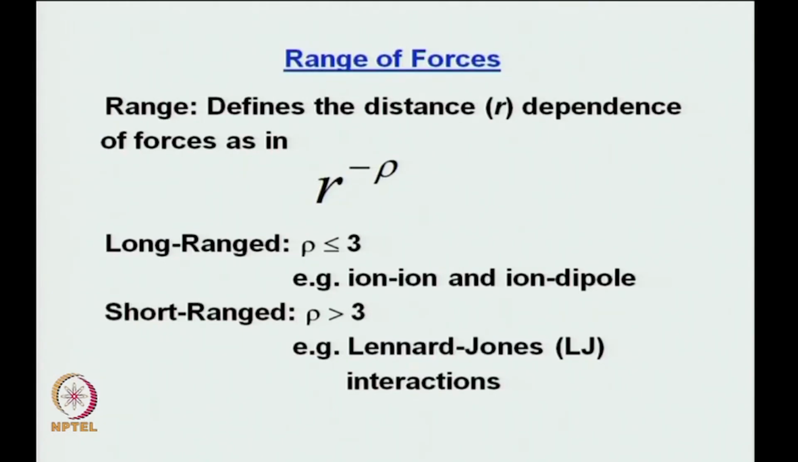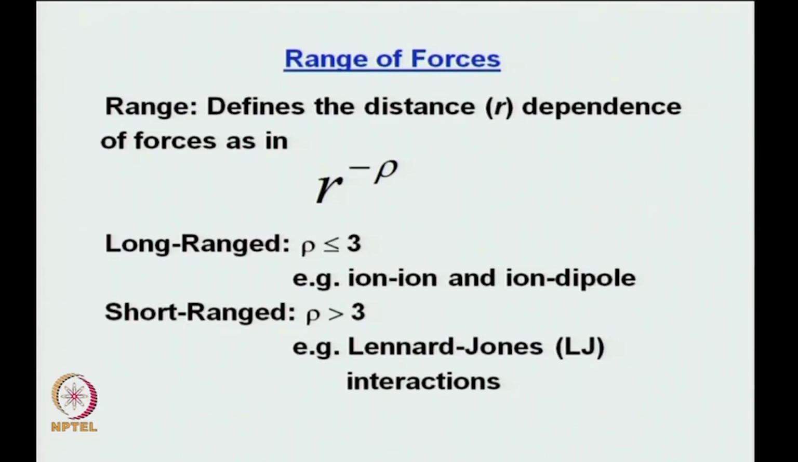These are short range forces. So, look at the definition of long range and short range. Long range tells you that rho is less than or equal to 3, right, ion dipole and all those things. The short range is rho greater than 3, which are typically your Lennard-Jones interactions, the van der Waals interactions. So, remember r to the power 6, r to the power 12, 1 by r to the power 12, that means r to the power minus 12, r to the power minus 6. So, those are your short range forces, because the r dependence is huge.